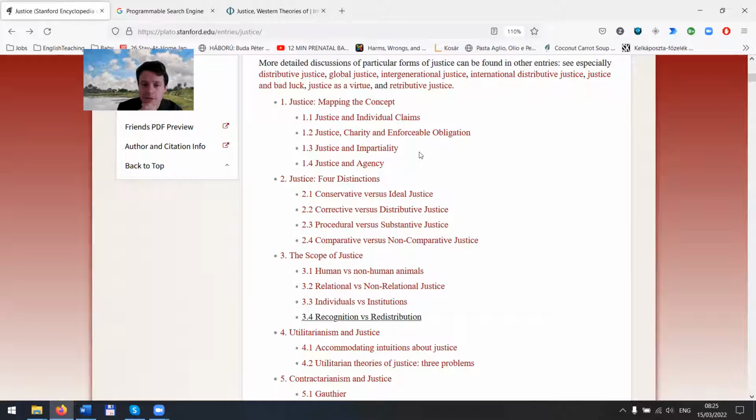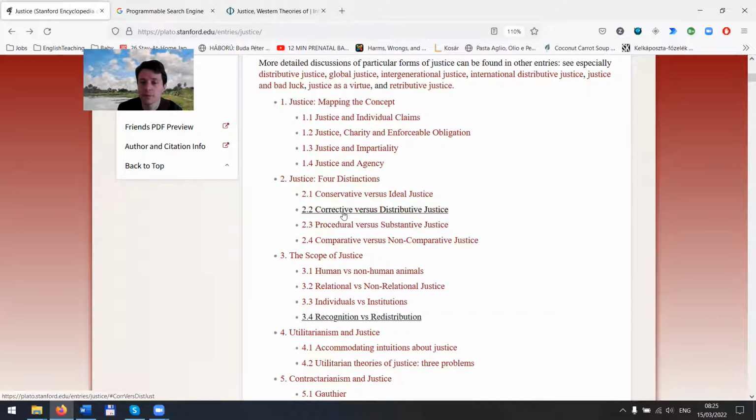Impartiality. Justice is obviously connected to impartiality because the demands of justice are supposed to be independent of vested interests and subjective perspectives. Justice and agency. It's going to be very interesting. I wonder what this entry is about. And then this entry makes 4 distinctions: conservative versus ideal justice, distributive and corrective justice.